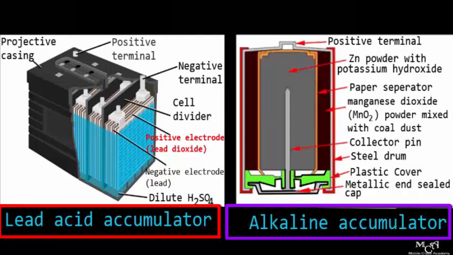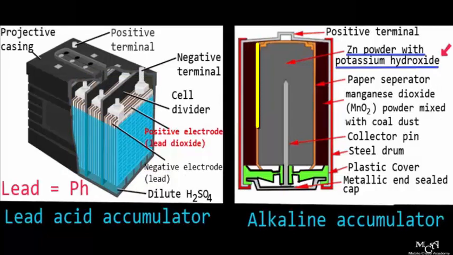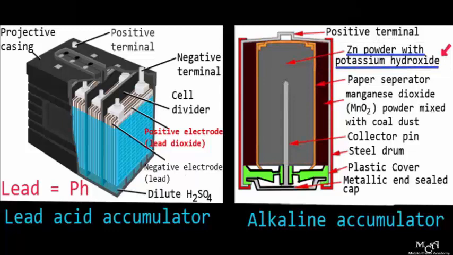You know the difference between a lead acid accumulator and an alkaline one. A lead acid accumulator is made up of lead. Lead is just what we call Pb. That's the symbol for lead. And of course, your alkaline is gotten from your base. So it's made up of base, alkaline, like your potassium hydroxide. You can see it's made up of potassium hydroxide, zinc powder with potassium hydroxide. That's what it functions with. So that's why they call it alkaline accumulator. So that's exactly what we mean by lead acid accumulator and alkaline accumulators.